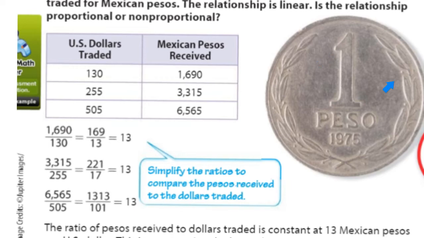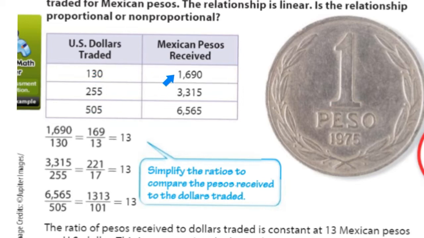Okay, so this is a coin. It's called a peso, and a peso is our equivalent of $1. So whenever we go to different countries, they have different monetary amounts. So you trade money. It says in this little situation, the American tourists gave them $130, and then the bank in Mexico gave them back 1,690 pesos because that was the exchange rate. So US dollars are very strong in Mexico.